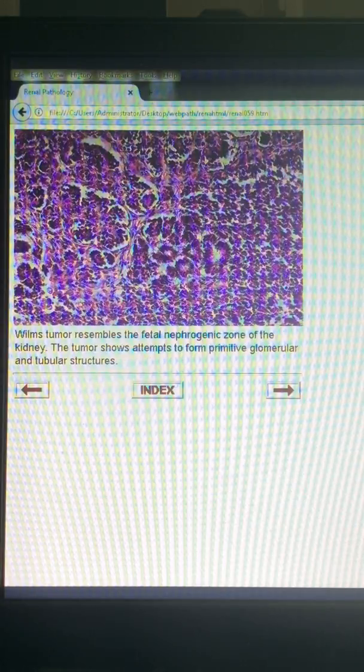Higher magnification, again, sheets of dark blue cells, and they are trying to form primitive glomerular and tubular structures. This picture is typically called Wilms tumor. Wilms tumor.